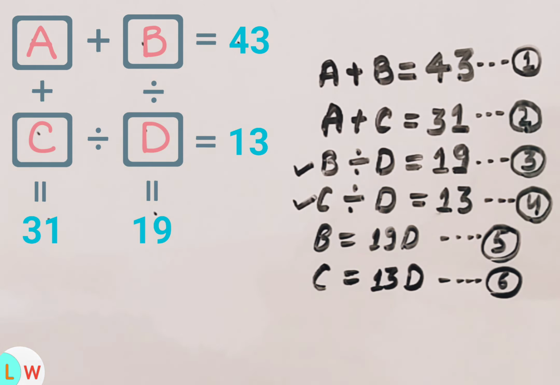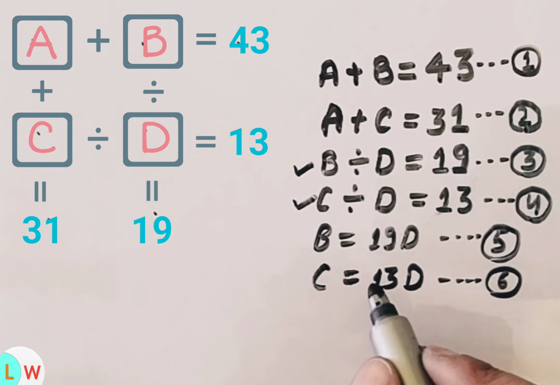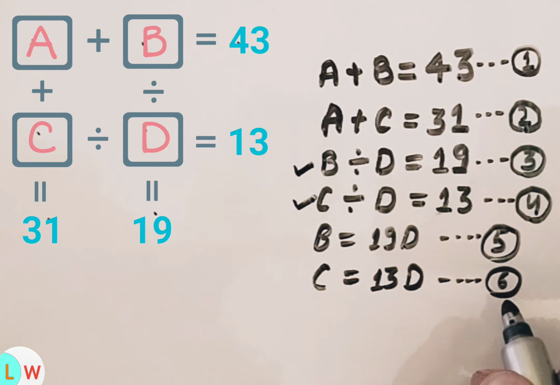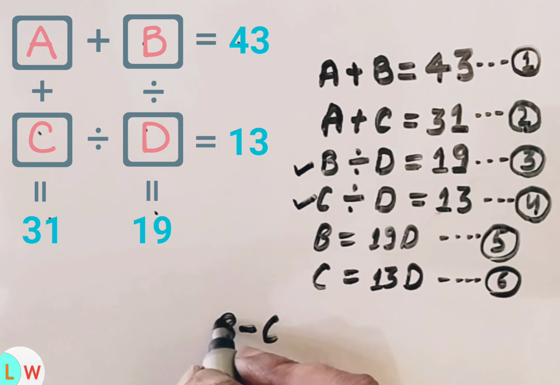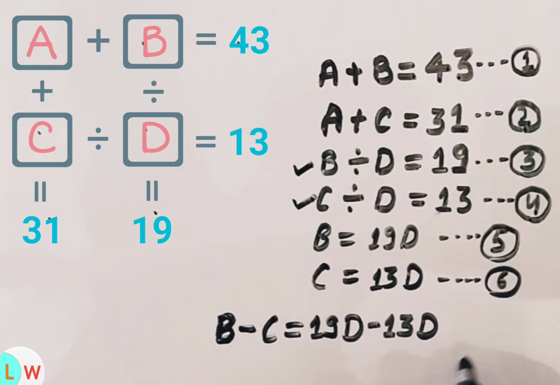In this next step we are going to subtract equation 6 from equation number 5. So let's go ahead and do this one. If we do this one, b minus c is going to be 19d minus 13d, and if we simplify we are going to get b minus c equals 6d, and I am going to call this equation number 7.